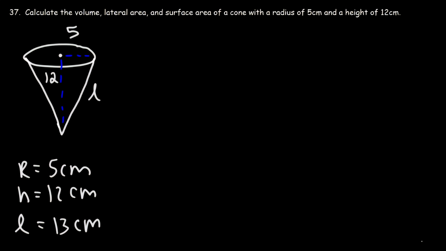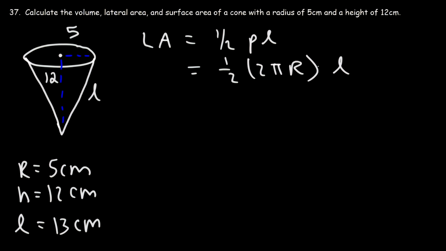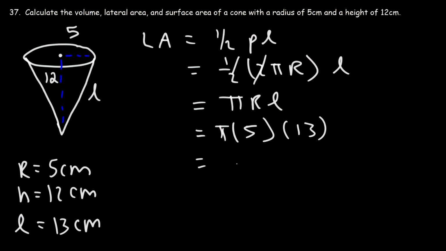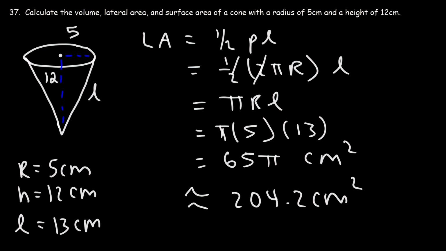So now that we have the slant height, we can calculate the lateral area. The lateral area is basically, for a cone, it's 1/2 times the perimeter times the slant height. The perimeter is basically the circumference of the circle, which is 2 pi r. So it's 1/2 times 2 pi r times L. So half of 2 is 1. So the lateral area is simply pi r L. So it's pi times 5 times 13. So in this case, it's going to be 65 pi square centimeters. 65 pi is approximately 204.2 square centimeters. And so that is the lateral area for this particular cone.